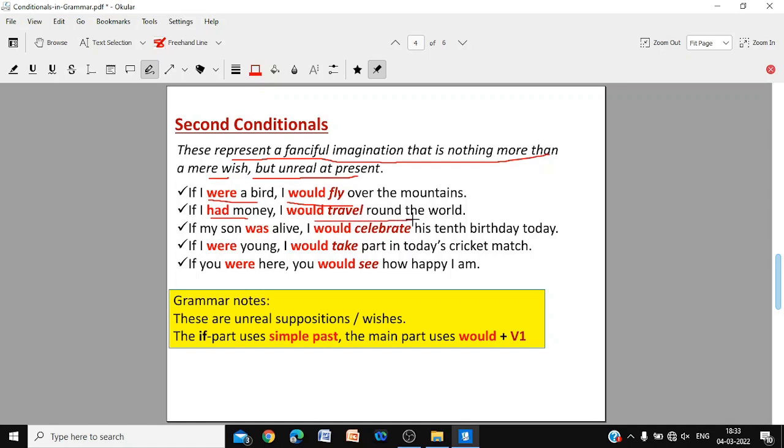Now it is unreal. I may get money afterwards, but now it is unreal. If I had money, it means I do not have money now. If my son was alive, I would celebrate his 10th birthday. But now the son is unfortunately not alive, so that is no longer possible.